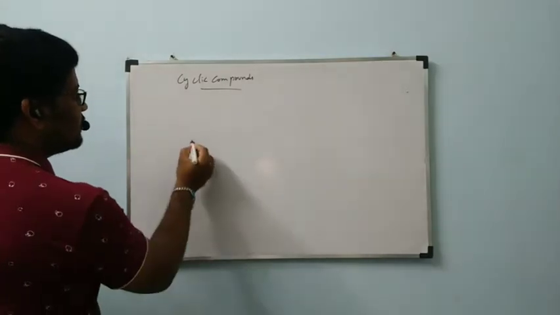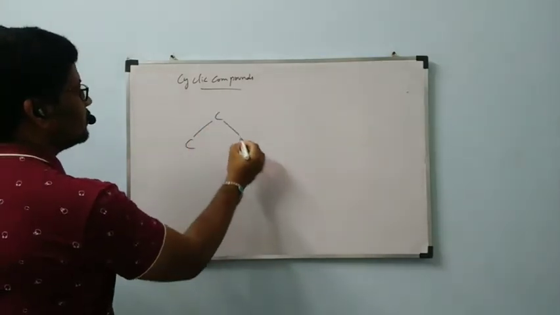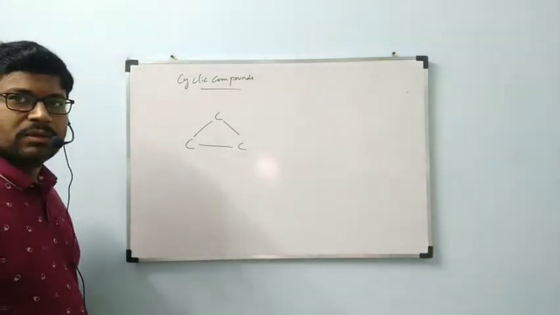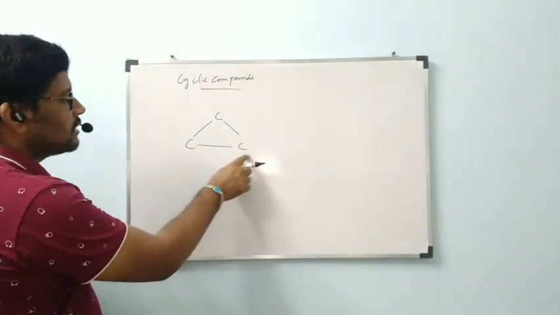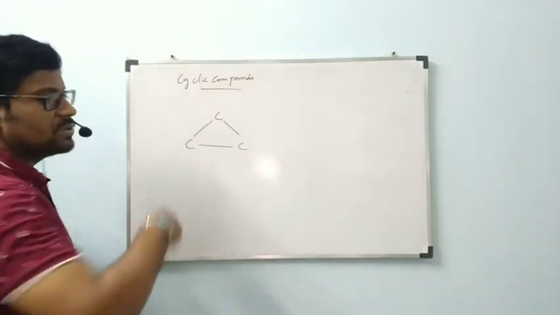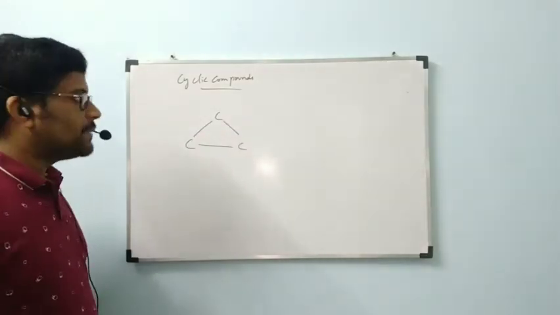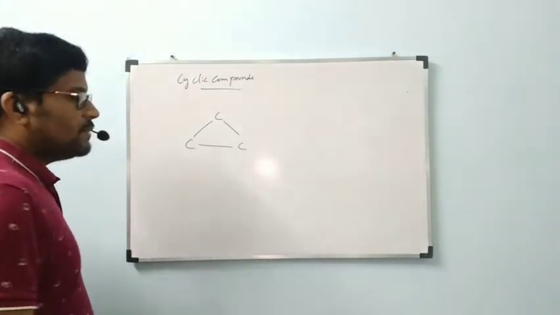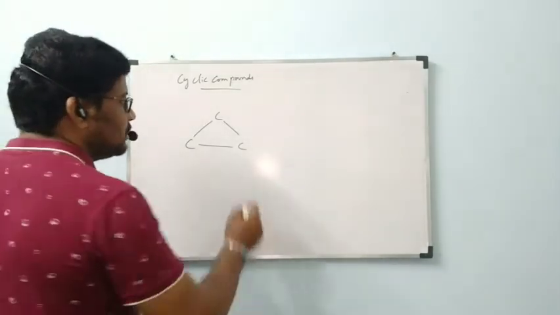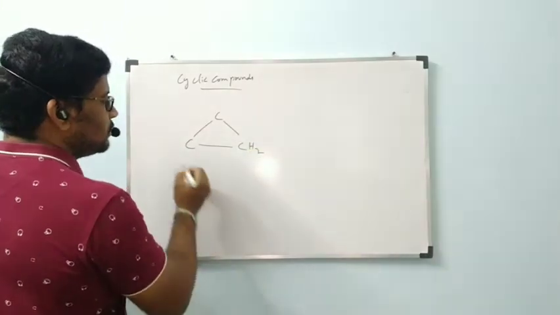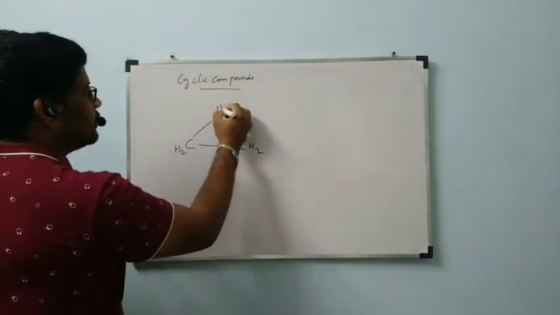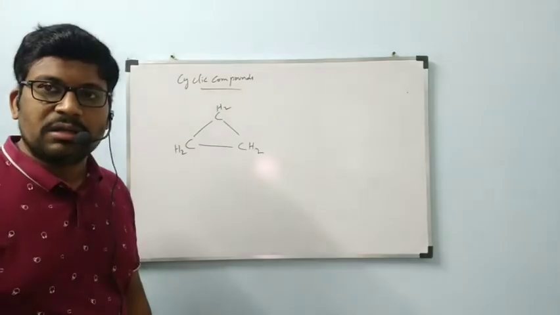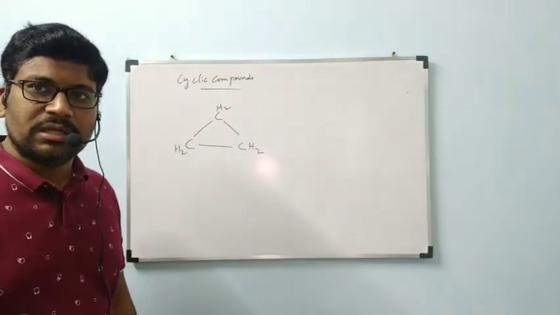Then we have to start with a compound like this. See, this carbon and this carbon form a closed ring. This type of compound is called a cyclic compound. Now, how many hydrogens are present on each carbon? 2 hydrogens are present, because they are already satisfied with 2 bonds.